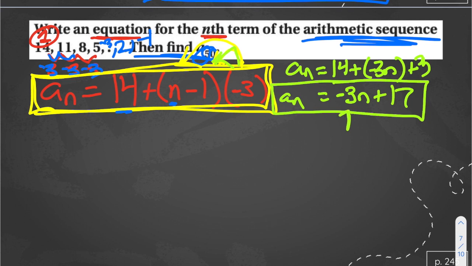Notice, I mean, it's not y equals, but notice that this is our slope and this would be our y-intercept if we were to graph this. So that's one note to make sure to key in on when you're doing the homework and looking at those things.